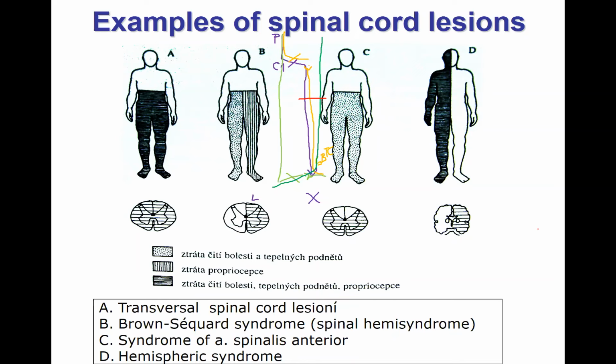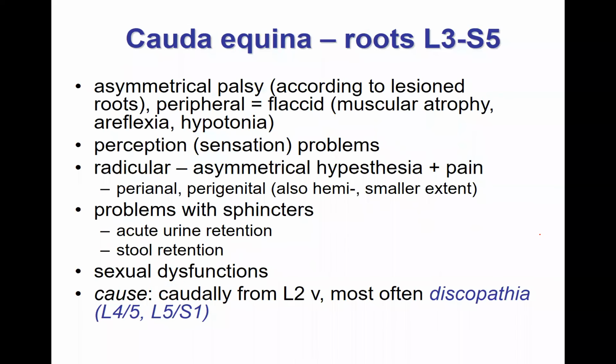And to conclude, we have 3 syndromes. One is the syndrome of the Cauda equina. So when we have problems below the level of L2, usually herniation of the discs, and herniation of the disc usually occurs at the level of L4, L5. So when there is a herniation of the disc, it usually affects some of the roots, not all the roots, but some of the roots. That's why it's asymmetrical.